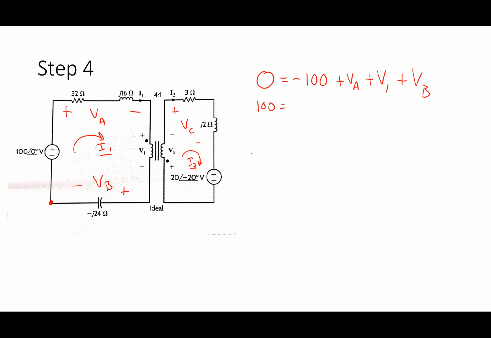Now I'm going to substitute in for VA and VB. I can't substitute in anything for V1. V1 is an unknown that I don't have a relationship for, so I'm just going to leave it there. But for VA, by the passive sign convention again, I1 times 32 plus J16, the series combination of those two things. And then for VB, that would be I1 times negative J24. And for V1, I don't know anything about that one, so I'm just going to call it V1.